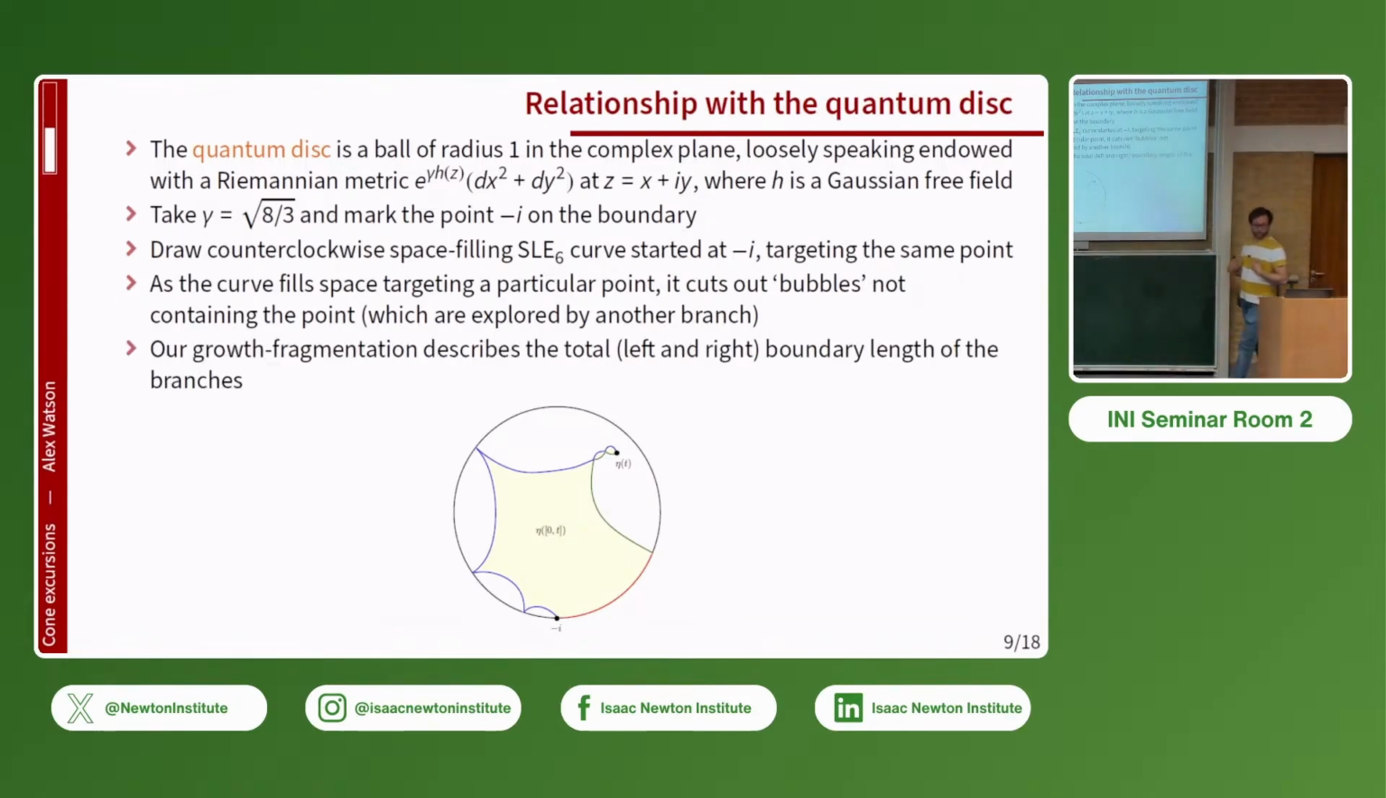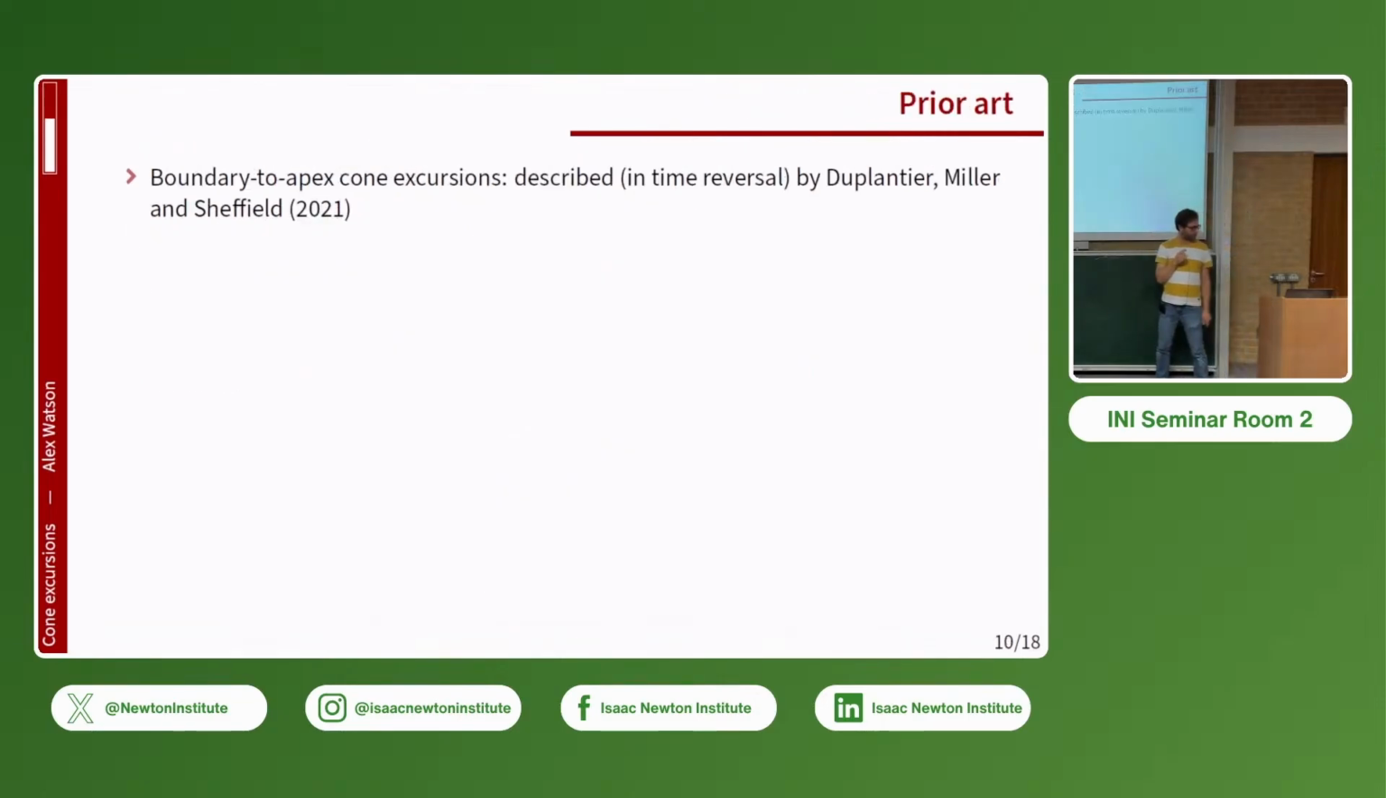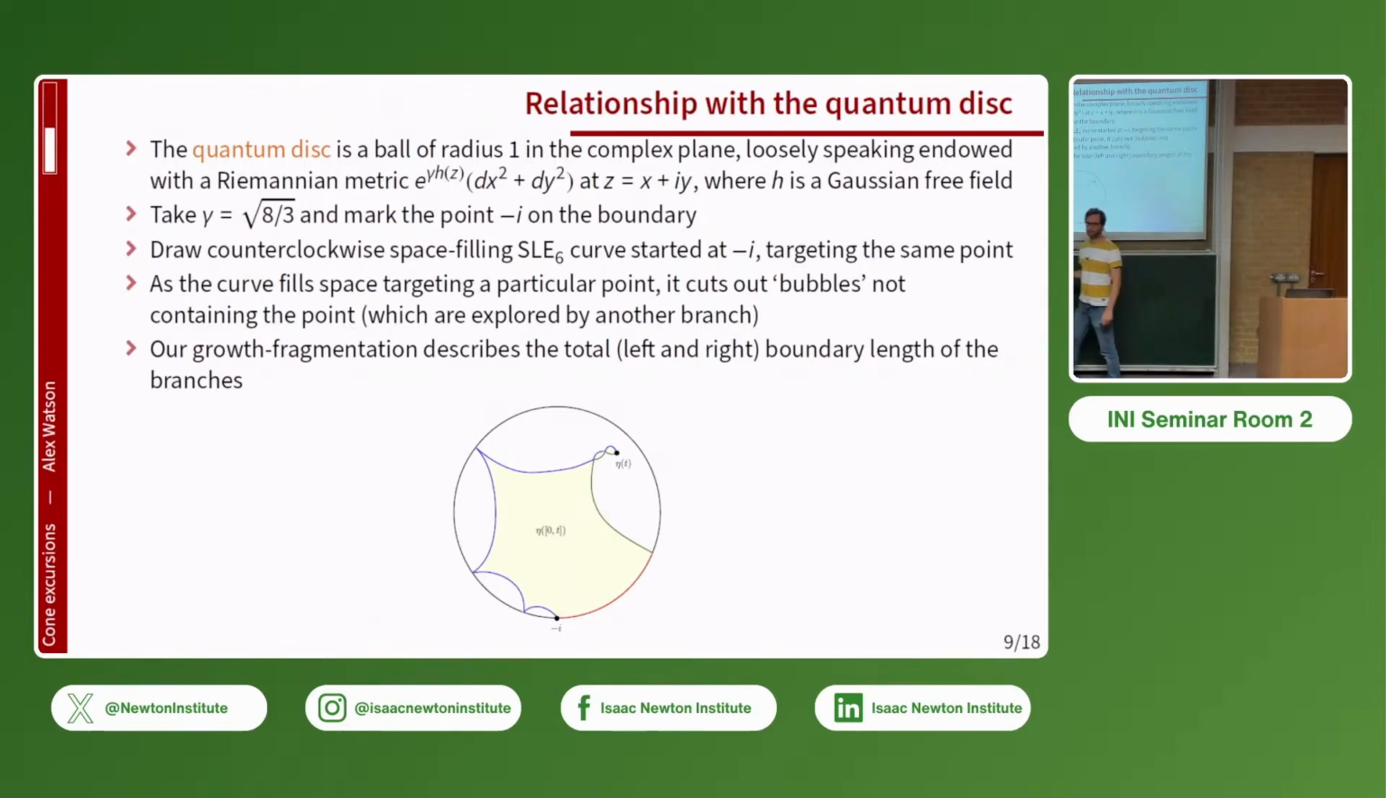Our growth fragmentation process describes the total, the sum of the left and right boundary lengths, of the different branches targeting different points. And the boundary length is measured in this Riemannian metric that was given at the top. When I say it describes this, I don't just mean it has the same law. I mean there is a one-to-one correspondence between these branches and their left and right boundary length, and the cone excursions that we found and their L1 norm. So this is the one slide about the quantum disk.